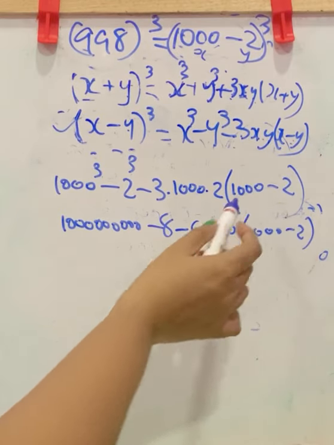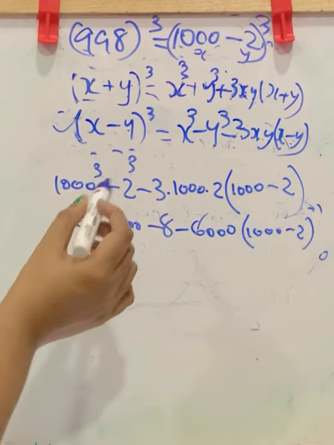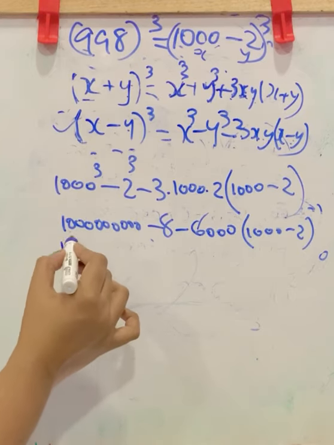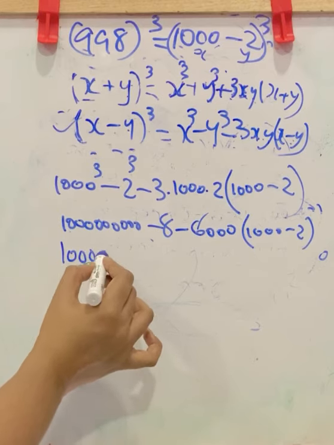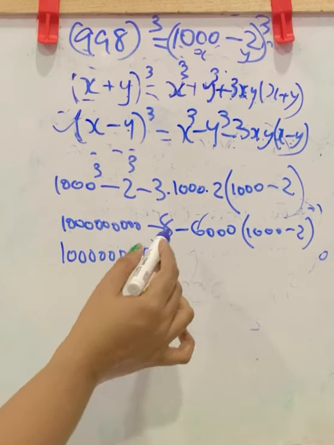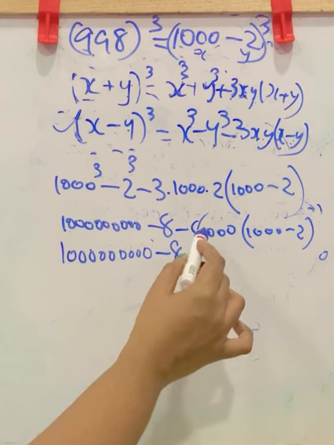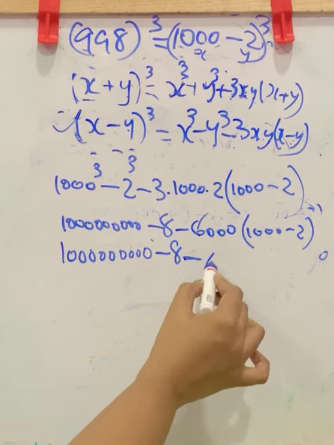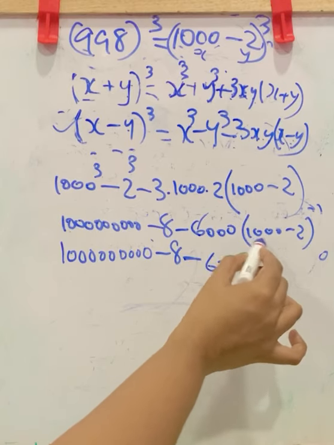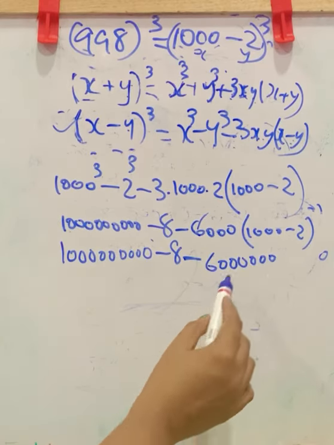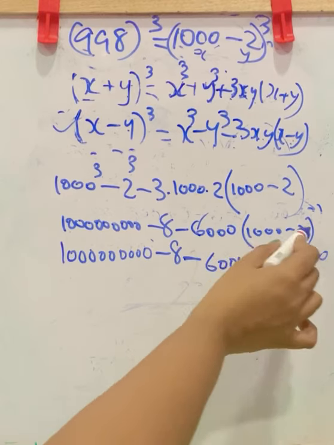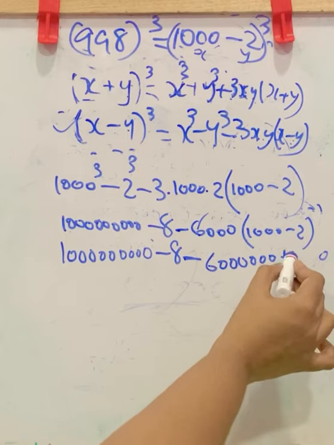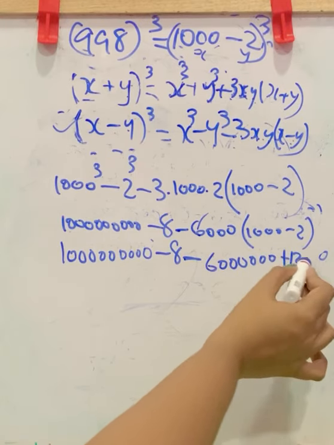Don't subtract it now. You can distribute this. It is easier. Now write this down. That is 9 zeros: 1, 2, 3, 4, 5, 6, 7, 8, 9. Minus 8. Here minus 6000 into 1000 is minus 6, with 3 zeros from here and 3 zeros from here. Minus 6000 into minus 2: minus into minus becomes positive, 6000 into 2, 6 2s are 12 and 3 zeros from here.